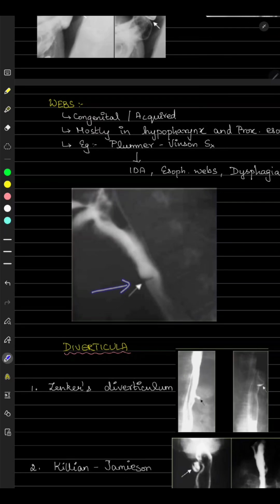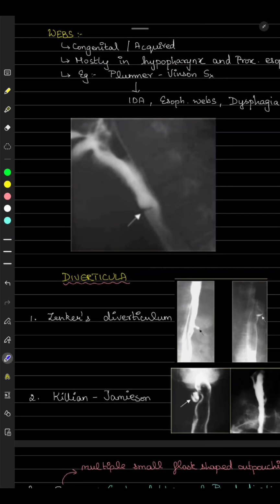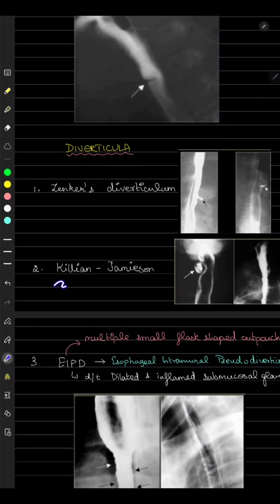Okay. Now we have finished rings, we have finished webs. Now we'll come to diverticula. So diverticula, already we know the anatomy. We'll just see the radiological representation. Okay. Zenker's diverticulum. Yes. You can see this is the early swallowing. This is the late swallowing. We can see a pouch over here. This is the anterior. This is the posterior. So in the posterior esophageal wall, we have a diverticulum. Right. Now coming to Killian-Jamieson diverticulum, it's a lateral diverticulum. You can see here, this is the AP view, this is the lateral view. So in the AP view we can see a diverticulum here.